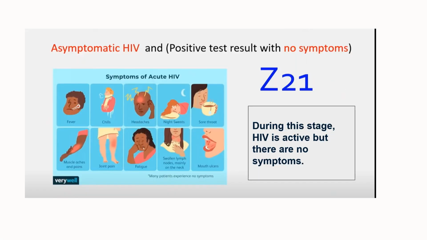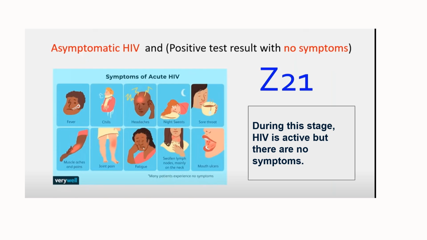So previously I explained about the asymptomatic. Asymptomatic, when will we use it? When there are no symptoms. So the virus has entered the body of the patient, but the patient is not showing any symptom.